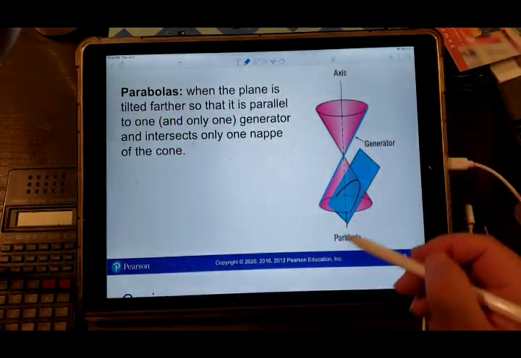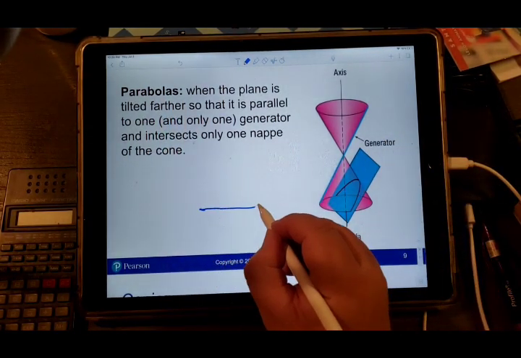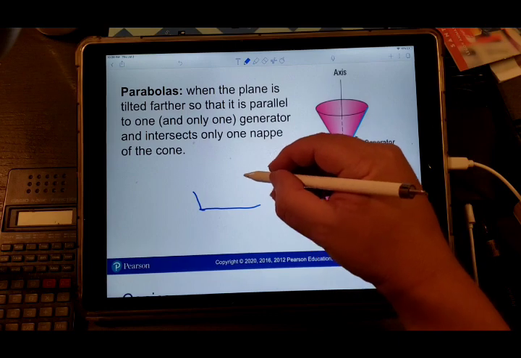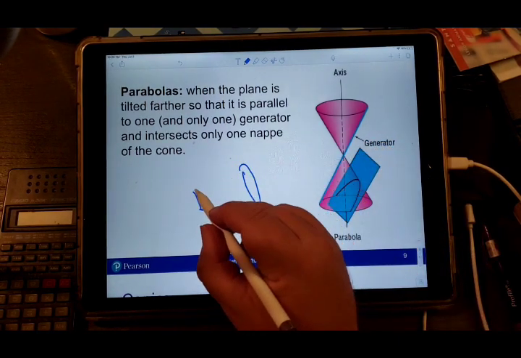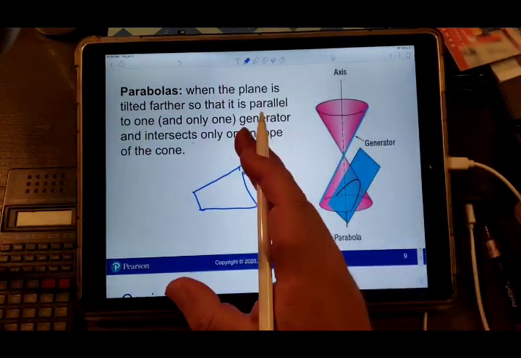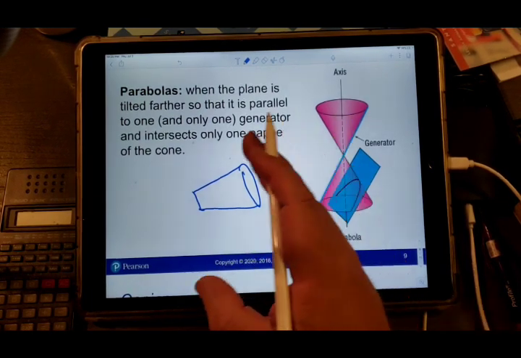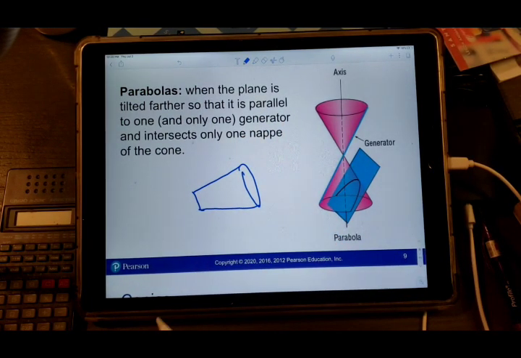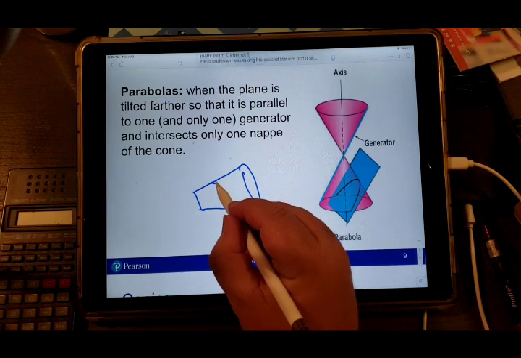The parabola. This time, I'm taking my cup with a lid. It only works if it has a lid. And it's fairly full.